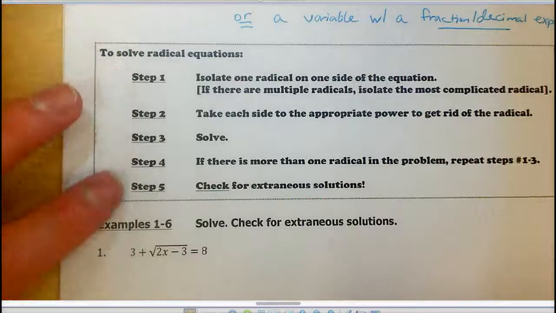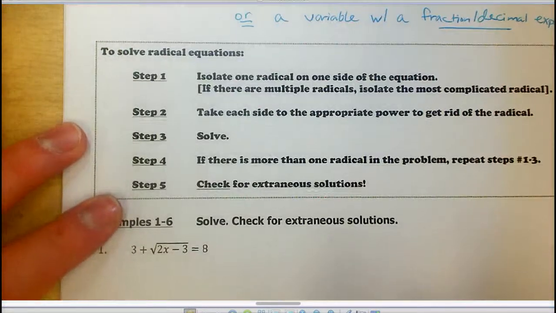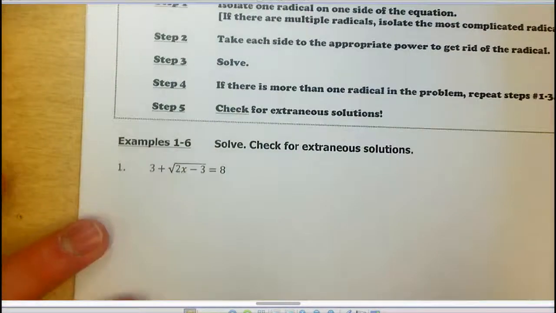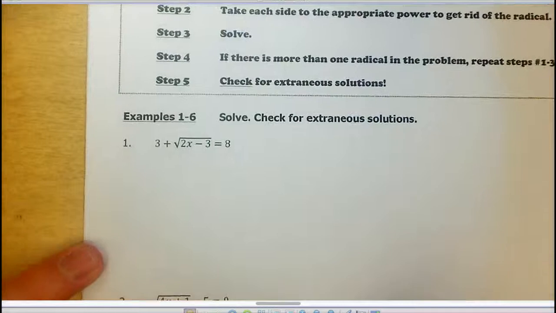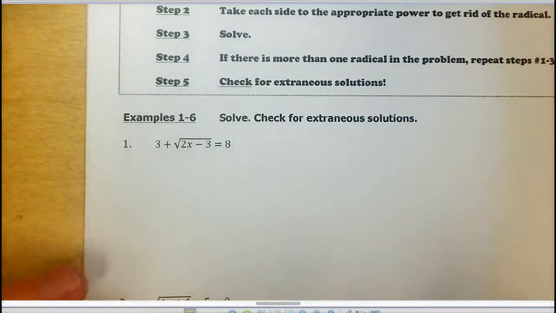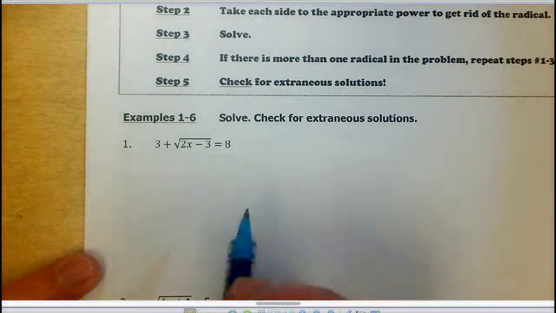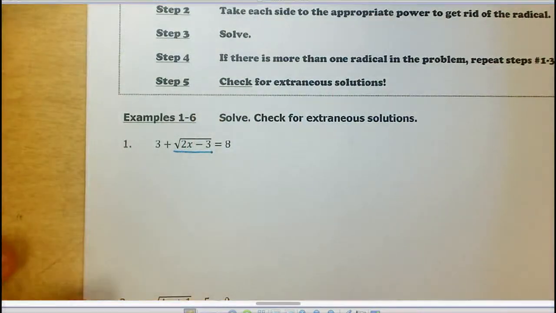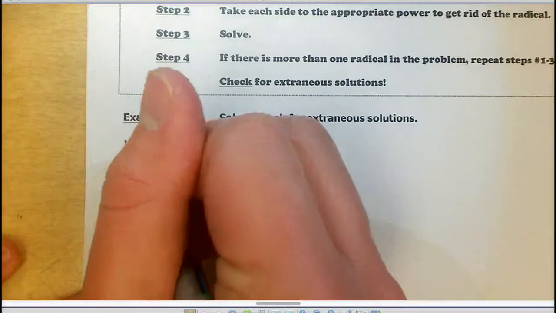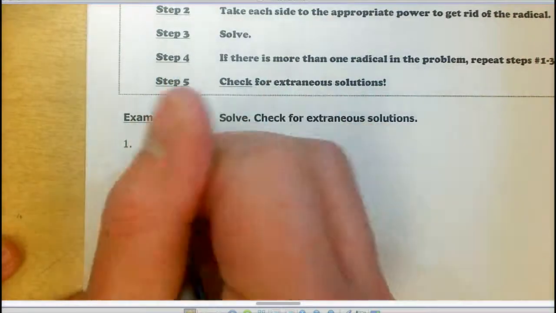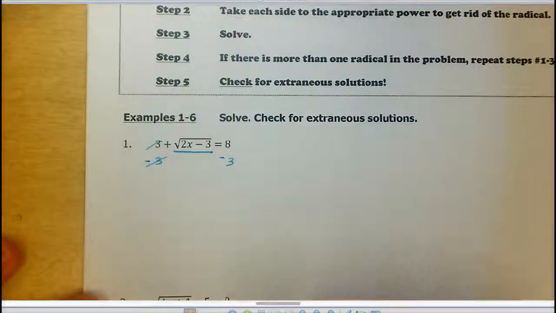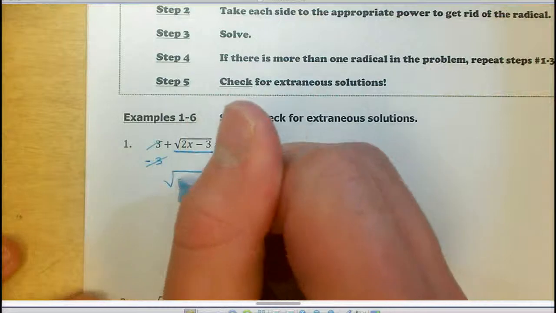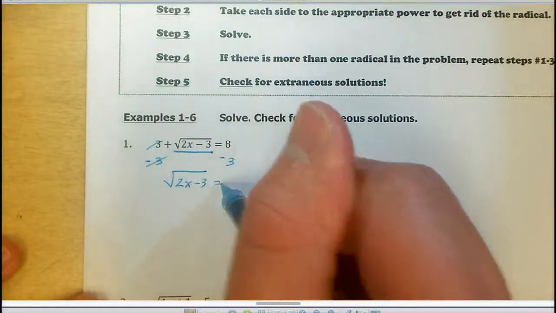To solve radical equations, you're going to be able to read on your own the steps I've outlined up here, but we're just going to jump right into number one, because I think it's easier if you just see me work an example. Your basic goal for these is to, first of all, get the radical part isolated. So the first thing I'm going to focus on is getting the entire radical here, radical 2x minus 3, by itself. And to do that, I'm just going to subtract 3 from both sides. So that's going to give me radical 2x minus 3 equals 5.